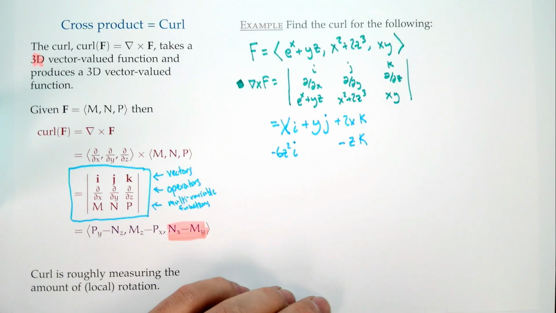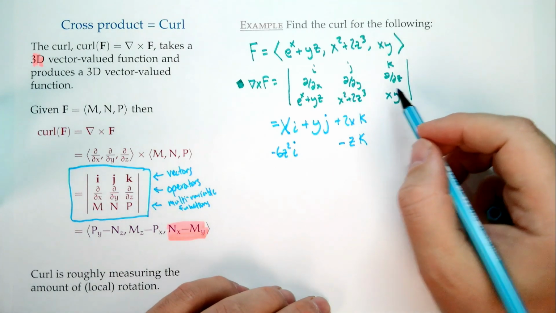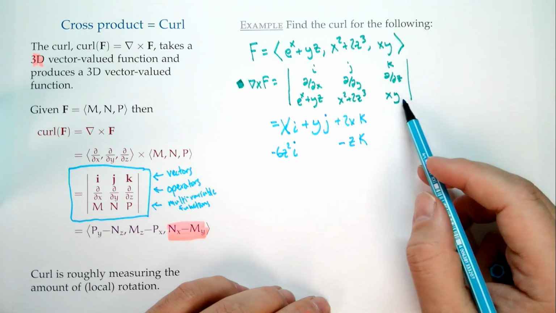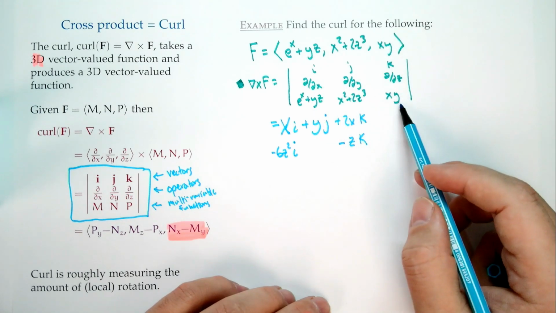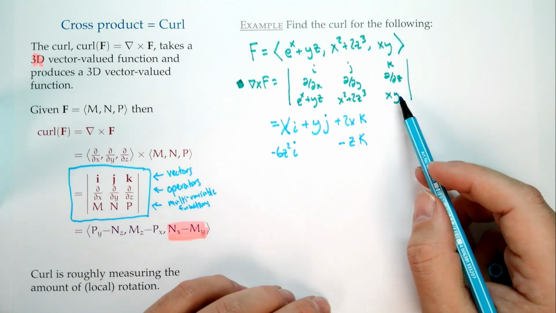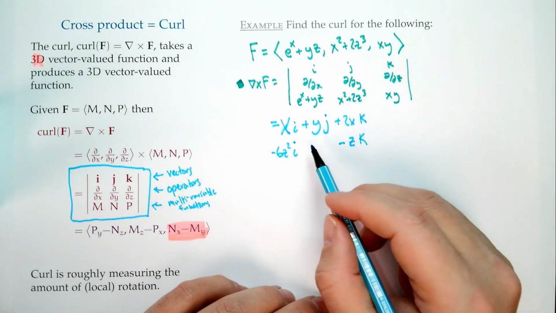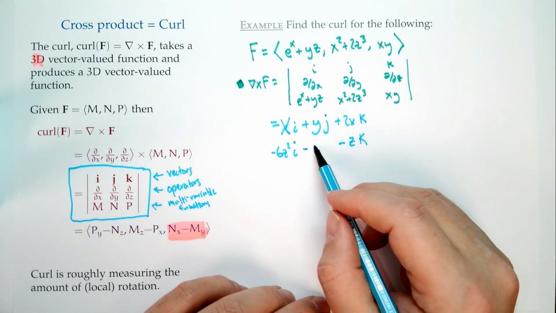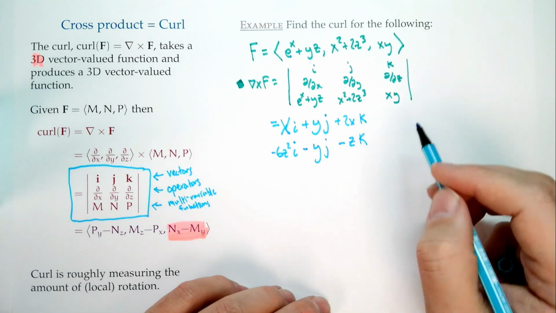And finally, we're going to take xy, partial x in the j direction. Well, take the derivative with respect to x of x times y. What do we get? Well, we get y. And it's in the j direction, and so we're going to subtract. We're going to subtract yj.